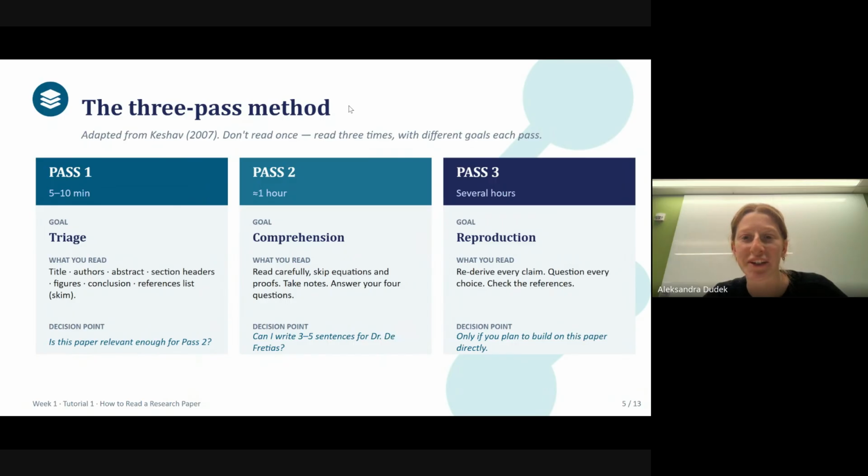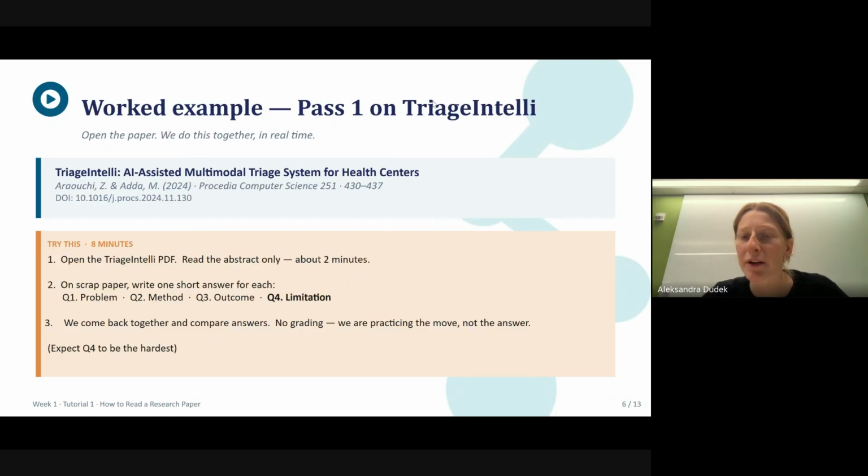Okay, continuing. Okay, so now we're going to work through an example together. I believe you should all have access to this paper, but in case you do not, I will also pull it up on my screen. And we're going to try to do that first pass, which again should take us 5 to 10 minutes. 1 is a little bit too short, but we'll start by reading the abstract.